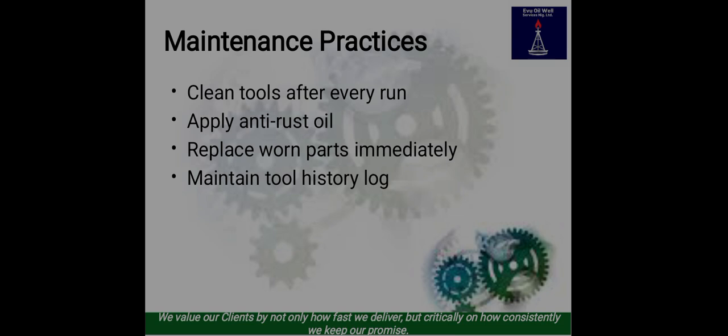Maintenance practices. Good tool maintenance includes cleaning tools after every run, applying anti-rust oil, not all oils that you use in servicing your tools, anti-rust preferably, immediate replacement of worn-out parts, keeping a tool history log for traceability. Well-maintained tools is tantamount to higher reliability and lower downtime. So the option is yours. For me, I've always been very particular about effective maintenance practice.